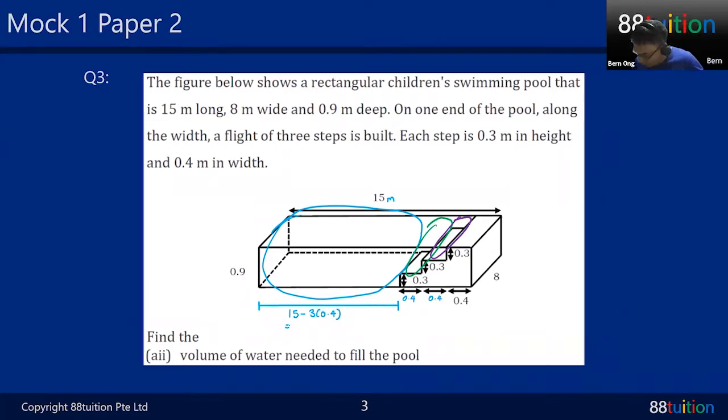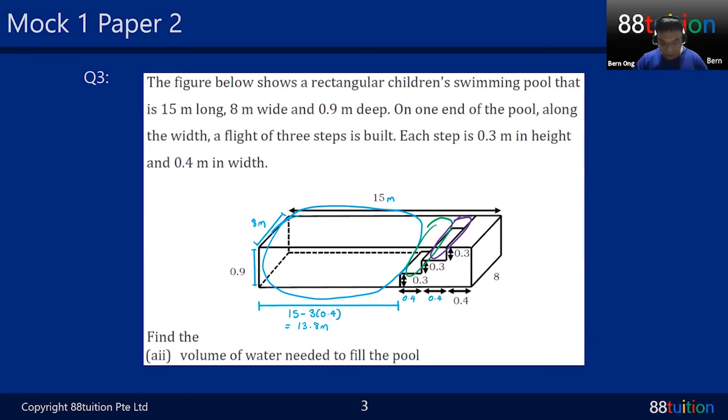Okay, 15 minus 3 of 0.4 will give me a 13.8 meter. Is that okay? All right. So the volume of the blue color portion is actually the length times the width times the depth. Or you can call this the width or whatever. And this portion is 8 meter.